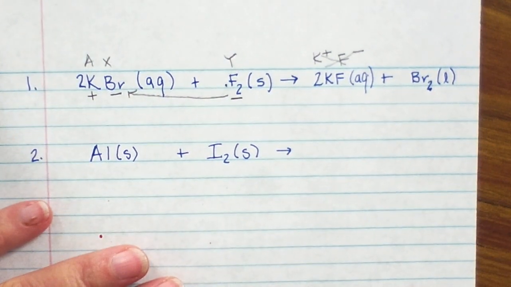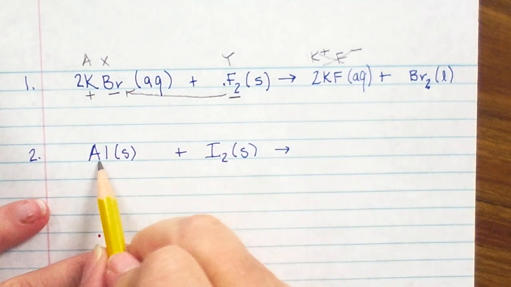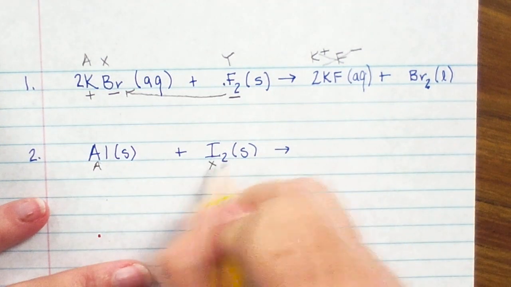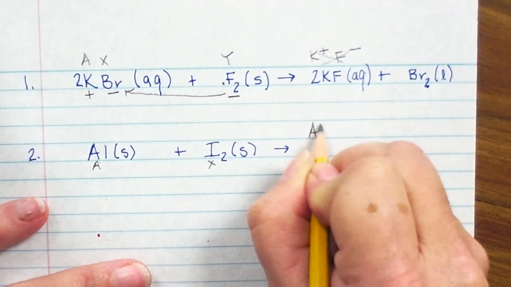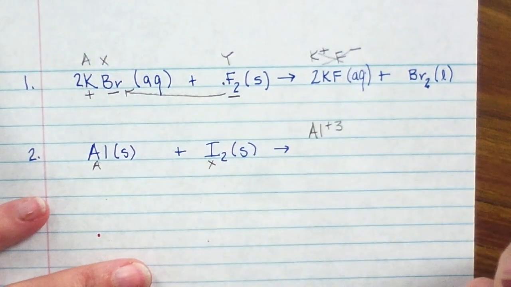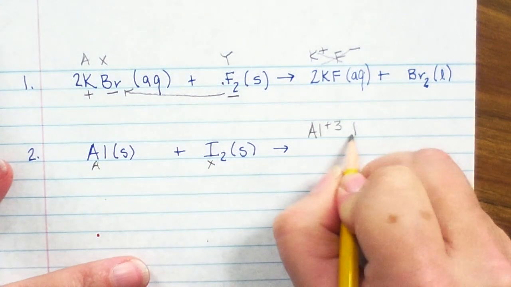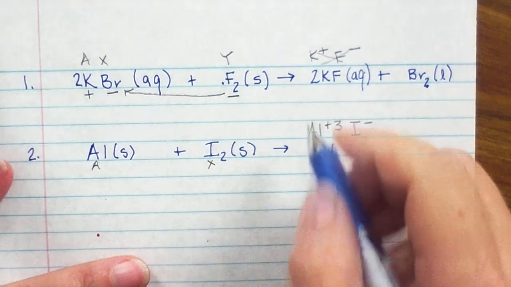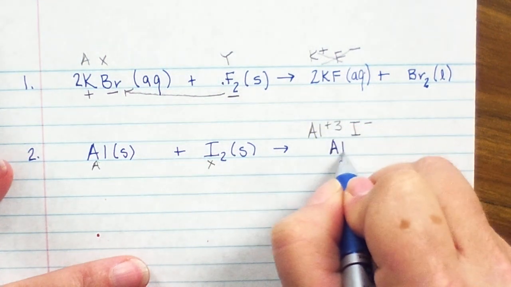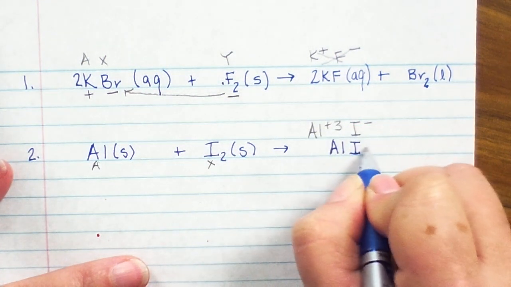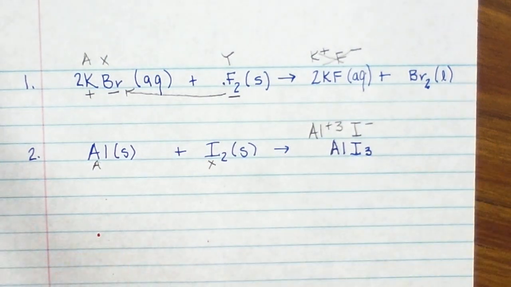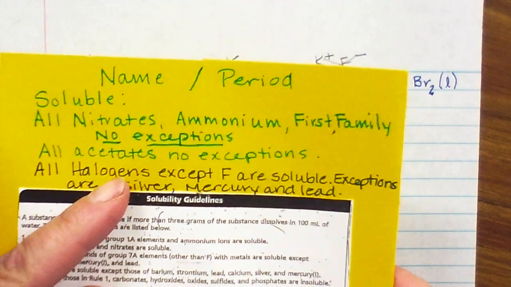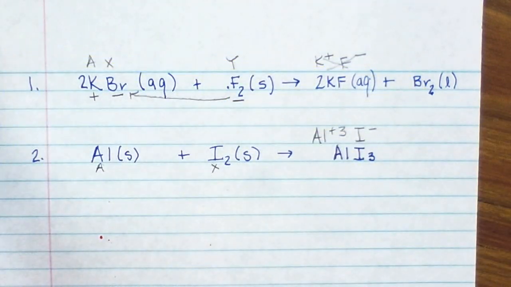Now, for the next one, this is a combination, and so I'm going to put these 2 together because this is a metal and this is a non-metal. So aluminum, and I'm going to count over, plus 3, plus 1, plus 2, plus 3. And iodine, which is minus 1, and I crisscross. So my product is AlI3. When I look for the state of matter, what I see is that halogens are all soluble except for, and it is not an exception.